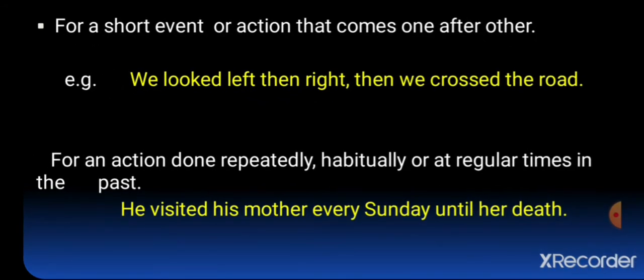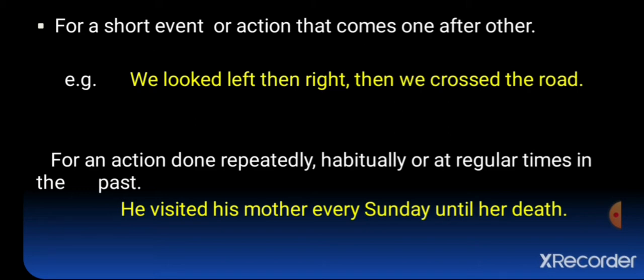For a short event or action that comes one after another. We take short events, short actions, we can say. Then again we use the second form. For example, we looked left. Short action, then right, then again short action, then we crossed the road. Like this students, when we are talking about a short event or action that comes one after another, then we use past tense.